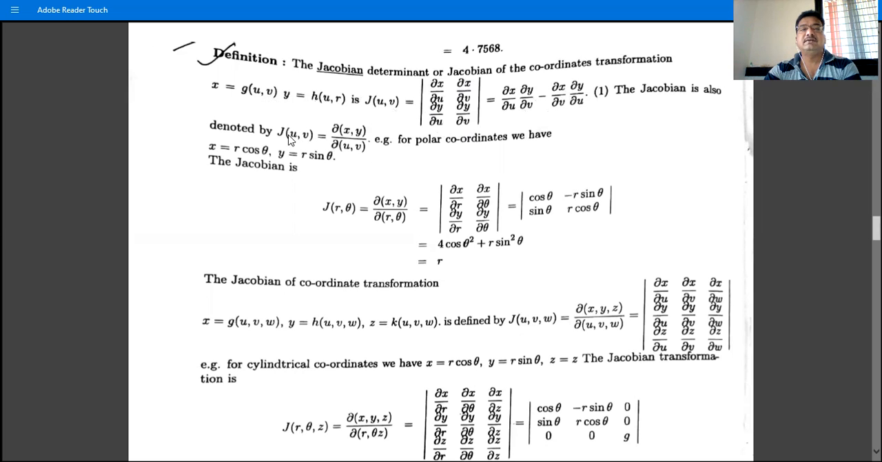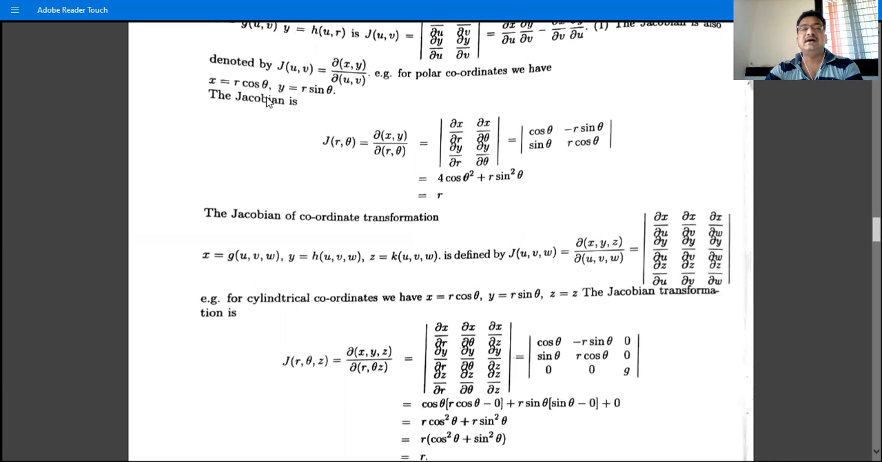So this is another notation: J(u,v), or ∂(x,y)/∂(u,v). Both notations are the same, and the value of this quantity, that is the Jacobian, is this determinant. If x is r cos theta and y is r sin theta, we know that these are the polar coordinates. Then the notation is capital J(r,theta) equals ∂(x,y)/∂(r,theta).